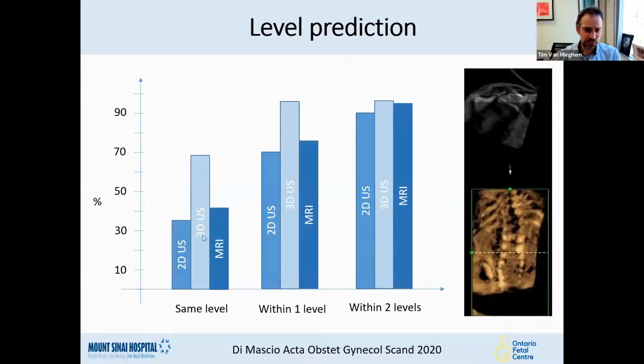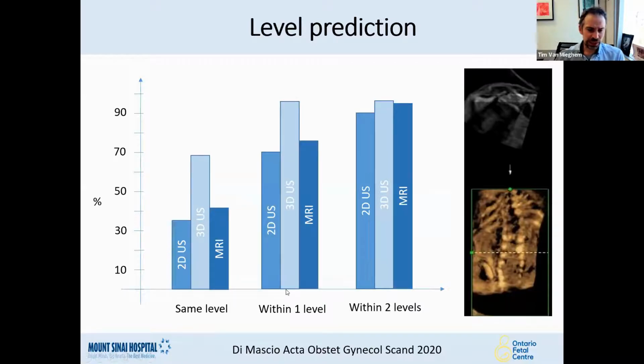And what you can see here in the graph is how accurate different imaging methods are in predicting a lesion level compared to postnatal findings. And so you can see that only about 35% of 2D ultrasounds will have a level that is the same level as what is shown postnatally. 3D ultrasound will be in the range of 70%, and MRI will be in the range of 40%.